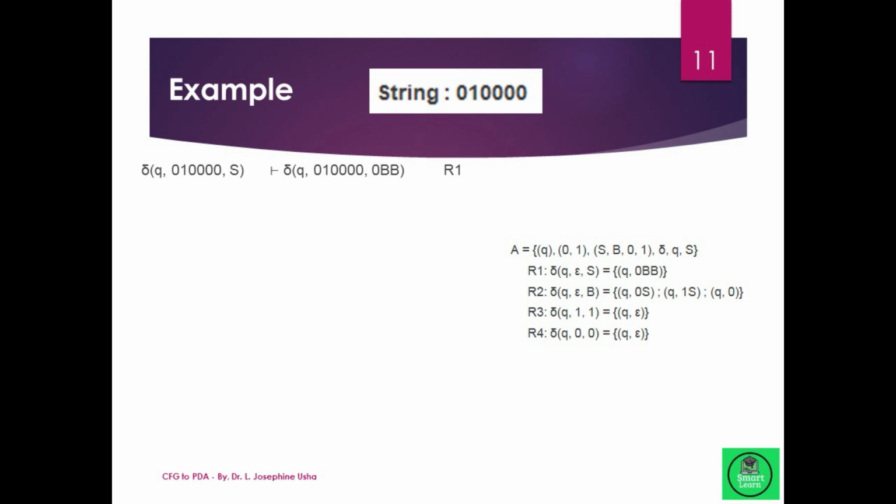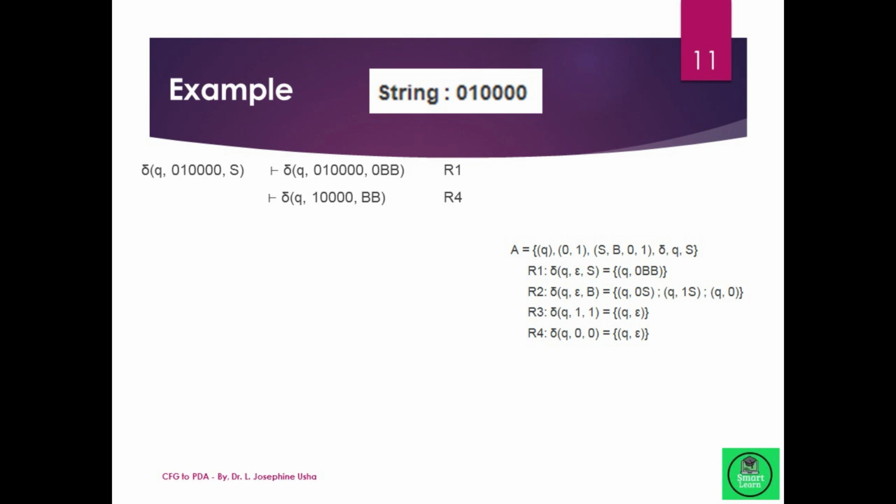For that you have to use the instantaneous description of the pushdown automata. The instantaneous description consists of three entities: first a state, then the input string, then the stack content, initially the initial stack content. Then you use the turnstile notation for representing the move. First case: the current input symbol is 0 and the initial stack content is S. Here S is a non-terminal, so you have to replace this non-terminal by its production, by applying rule R1. So S is replaced by 0BB.